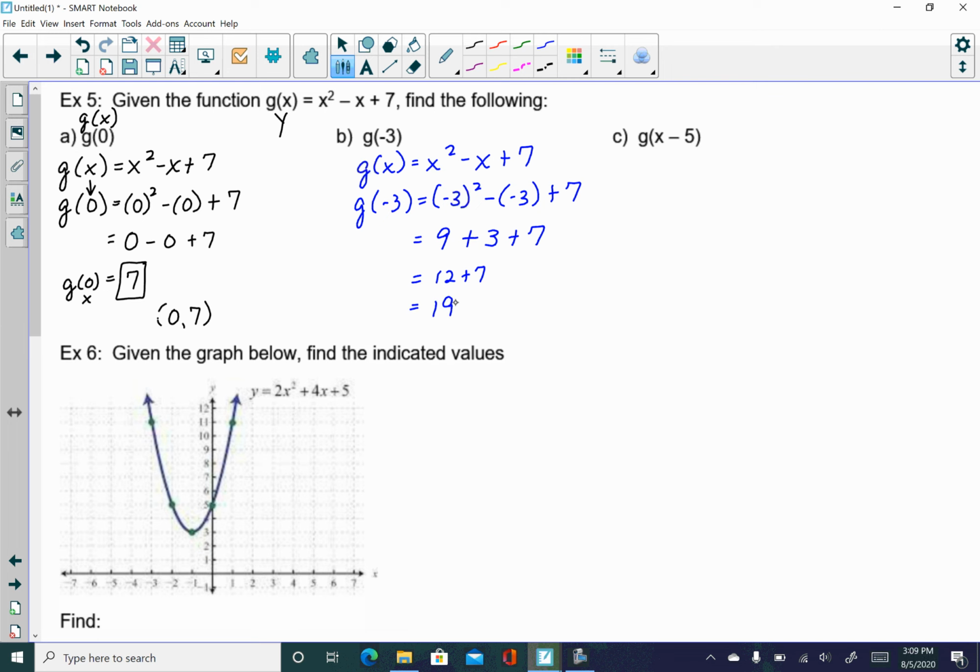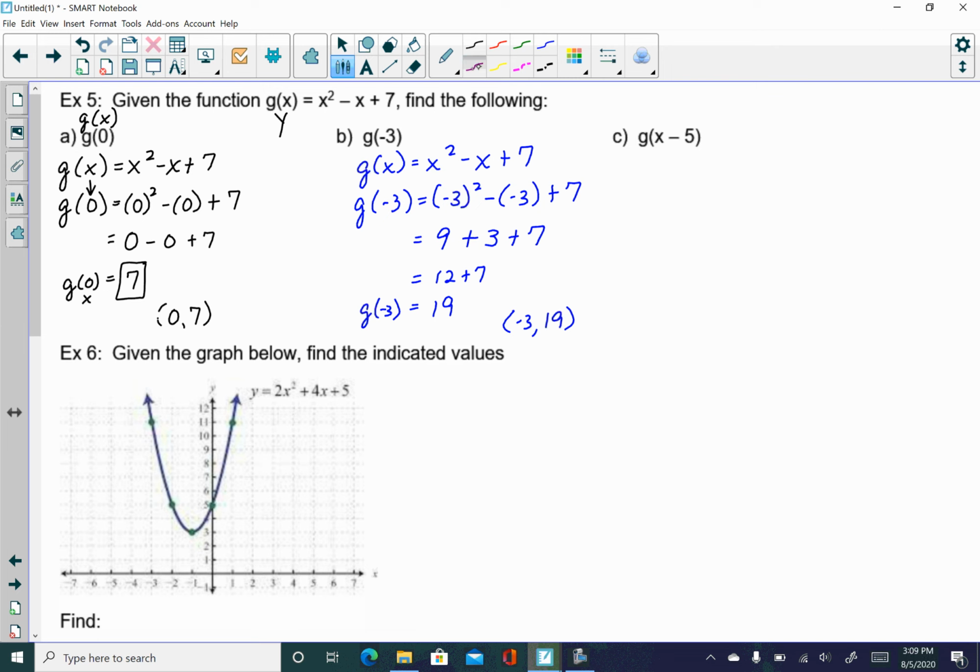So that's your final answer. We're saying g of -3 is equal to 19. And so this time, if you want to think about what ordered pair we have created, (-3, 19) is also a point on that graph of the original function, g of x.